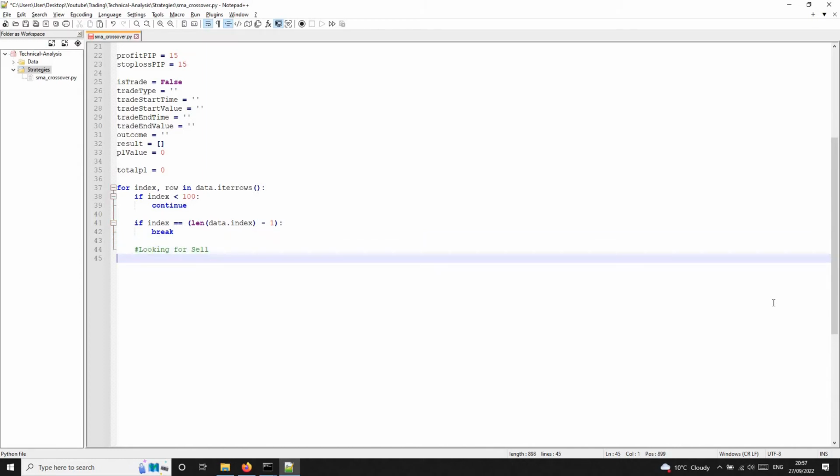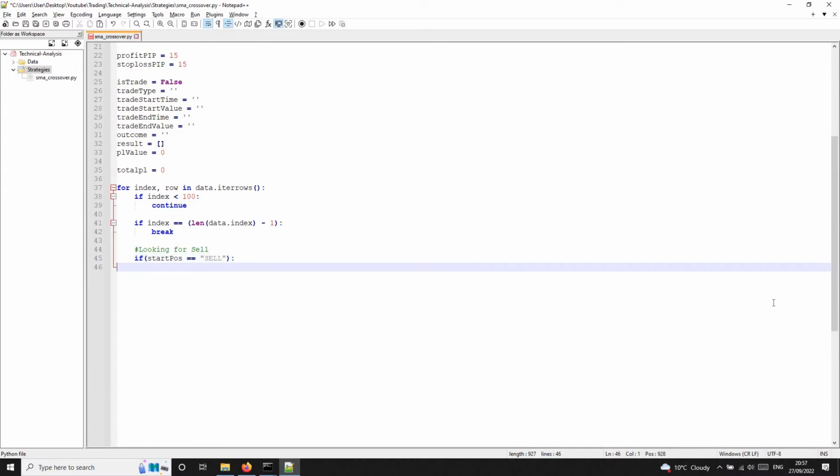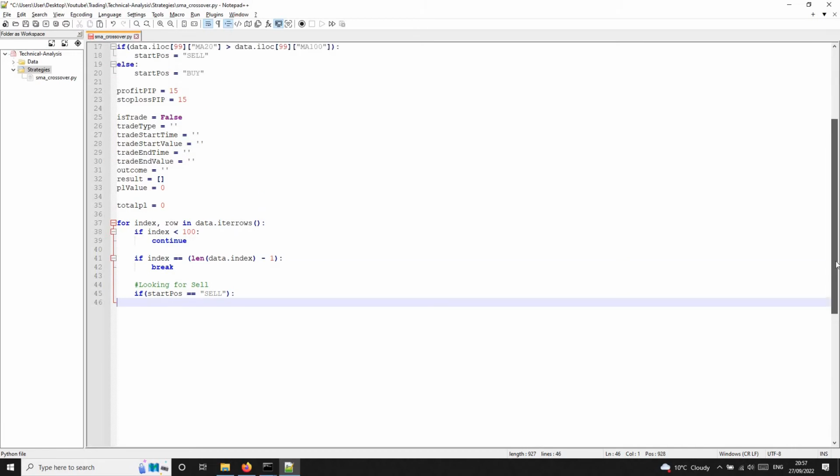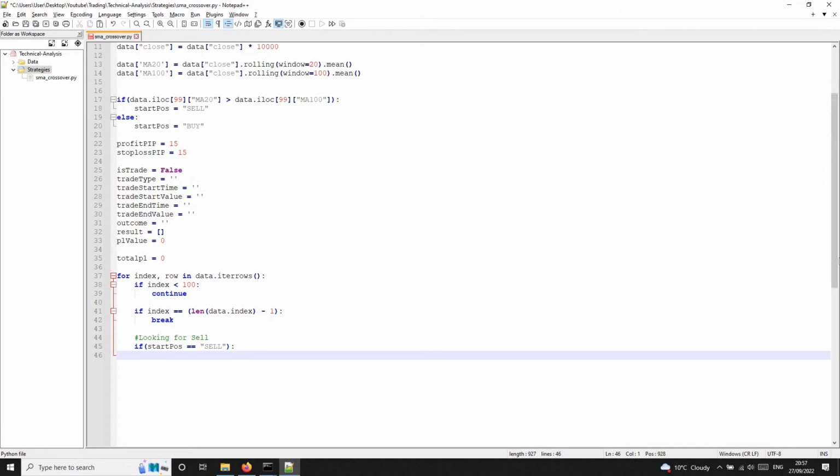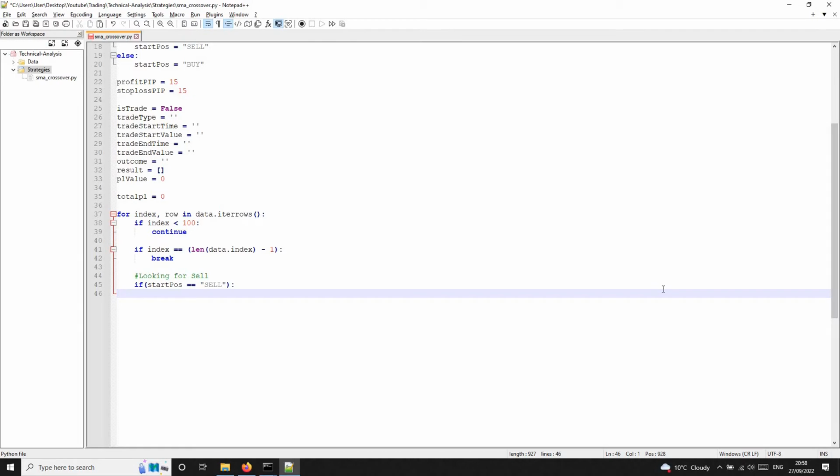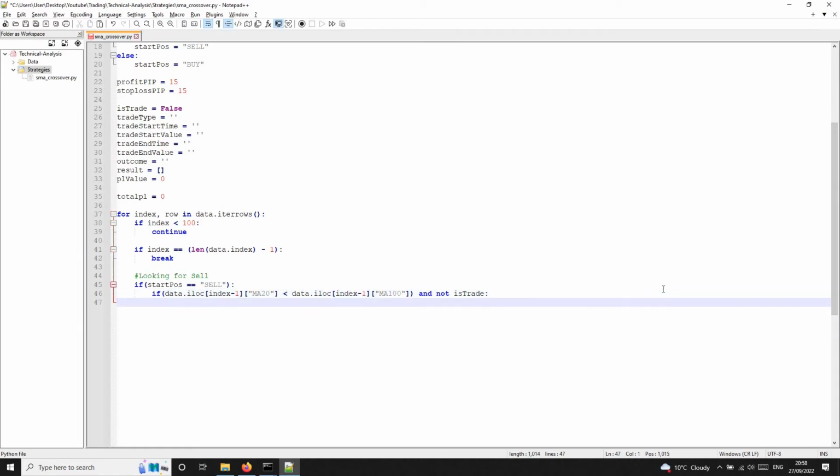Now I'm going to look for the sell position first. We'll see whether our starting position is sell, which we identified here, or buy, we don't know. But if it is a sell, then I want to check whether our MA20 for the previous one.